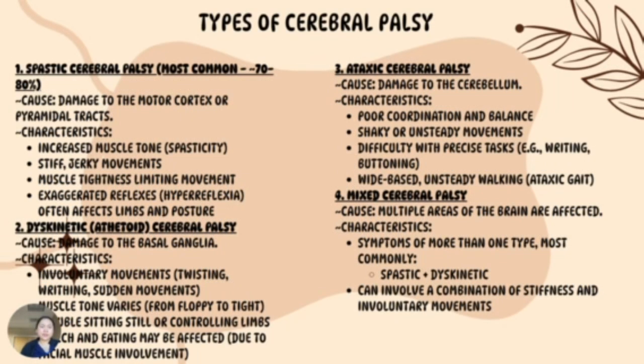So the types are spastic cerebral palsy, and the cause is damage to the motor cortex or pyramidal tracts. And then there's ataxic cerebral palsy, which is damage to the cerebellum, dyskinetic, which is damage to the basal ganglia, and then mixed cerebral palsy, where multiple areas of the brain are affected.